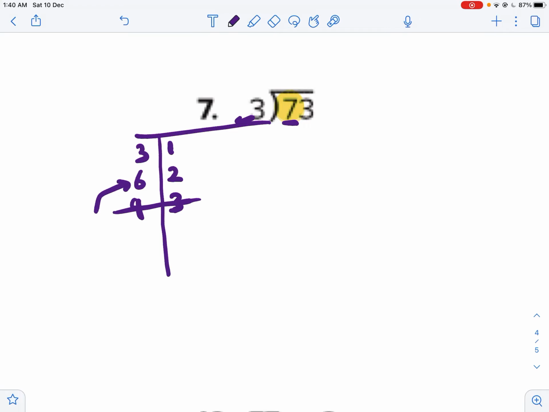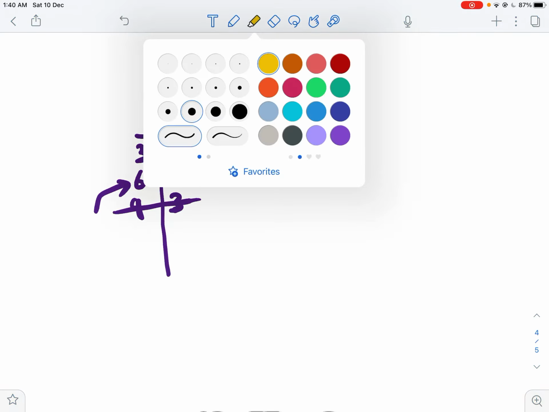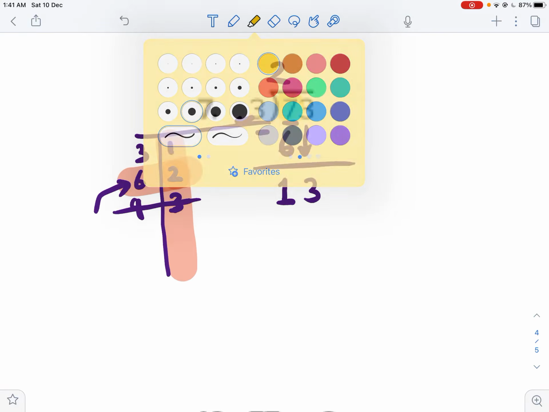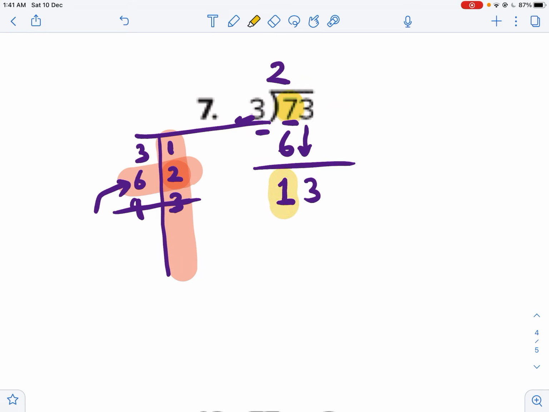You will take the number before it, which is the 6. You will write it down here, and the hero that gave you the 6 is the number 2. You will write it up here. Now you subtract. 7 minus 6 is 1. Then you bring the other number, which is the 3, down here. Now you take the first number, 1. Is this number, the 1, bigger than or equal to the 3? The answer is no. The 1 is less than the 3, so you can't use it alone.